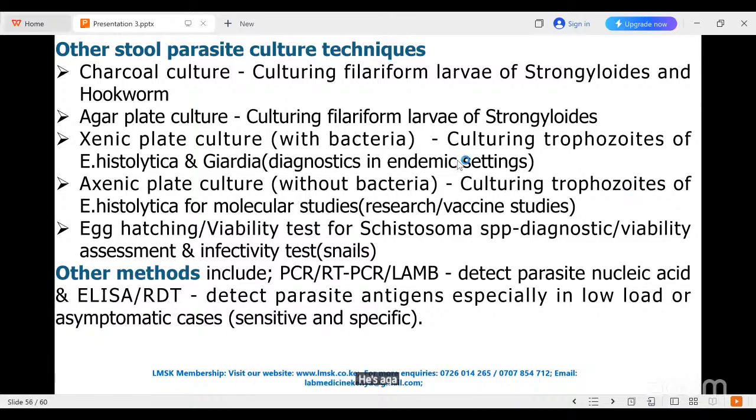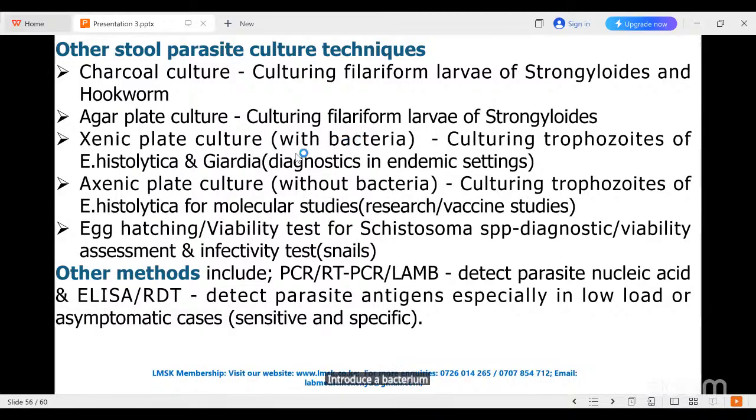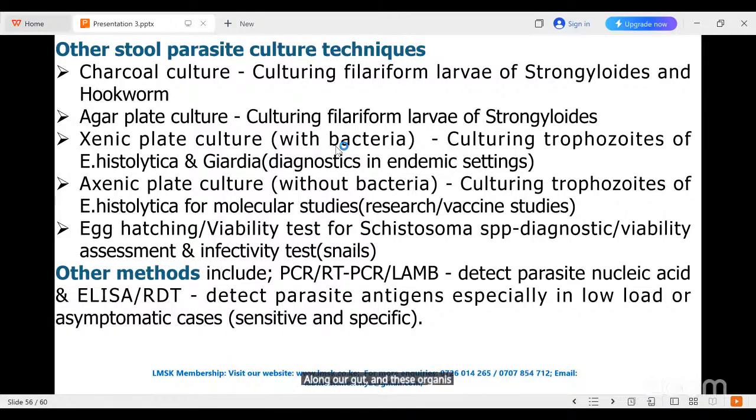You can do xenic or axenic. We said you can culture trophozoites of histolytica and Giardia lamblia using xenic, where we introduce a bacterium known as Escherichia coli to provide nutrients, because these bacteria are along our gut, and these organisms always stay in our alimentary canal, so they can get nutrients from the bacteria. Or sometimes you can get rid of this bacterium and do a very sterile culture specifically for Entamoeba histolytica when you want to do molecular studies for research and vaccine development.